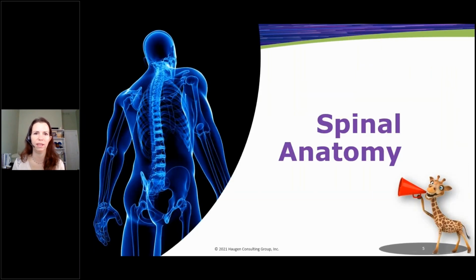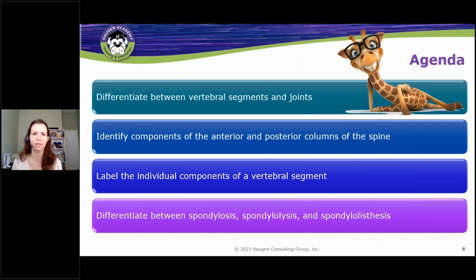Seeing the agenda here, just some highlights of what we will be talking about. You will know and understand the difference between vertebral segments and joints. By the end of this, you will be able to identify components of the anterior and posterior column of the spine. You'll know the individual components of a vertebral segment. And you'll be able to differentiate between the super confusing terms of spondylosis, spondylolysis, and spondylolisthesis. So with that, let's jump into some anatomy.